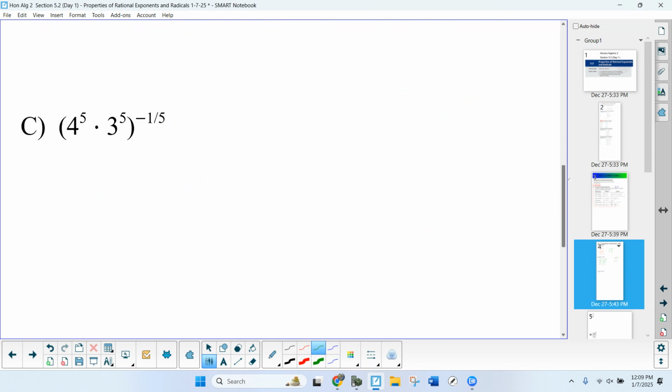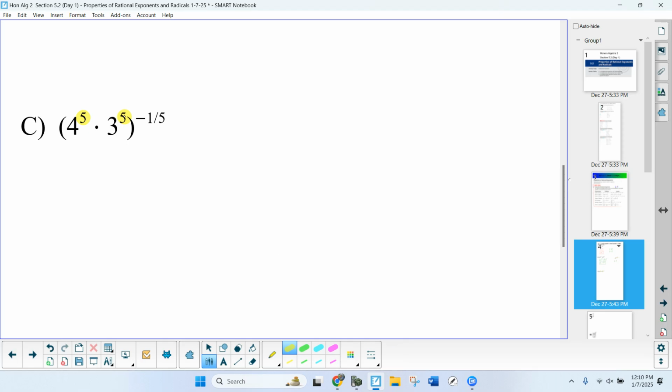Do you guys have C on there? Okay. C is a weird one. So I want you to watch. What do you guys notice? 4 to the 5th times 3 to the 5th. I do not have the same bases, so I cannot add these 5s. But what do I have here? Do you guys see how I have the same exponent?